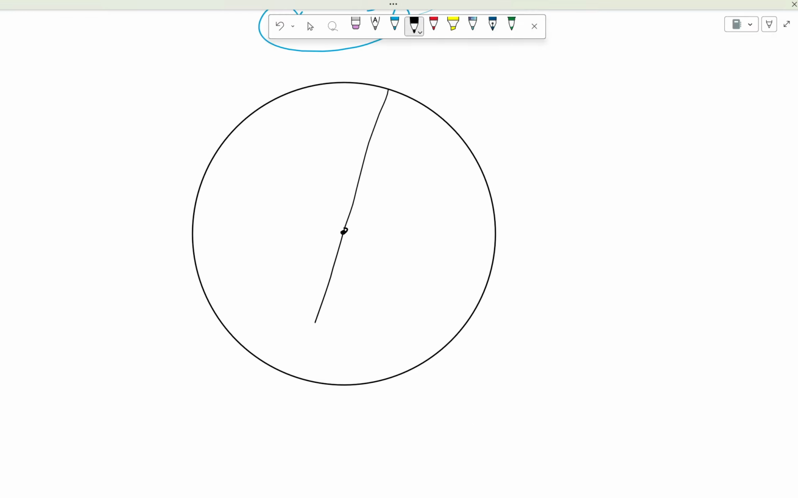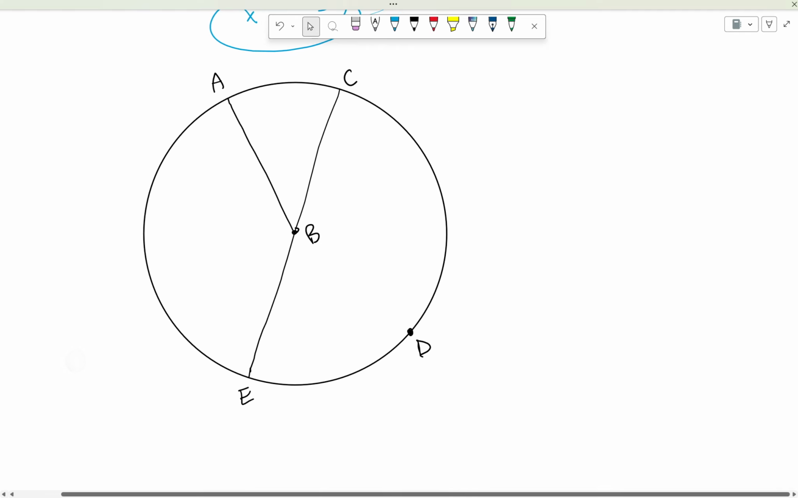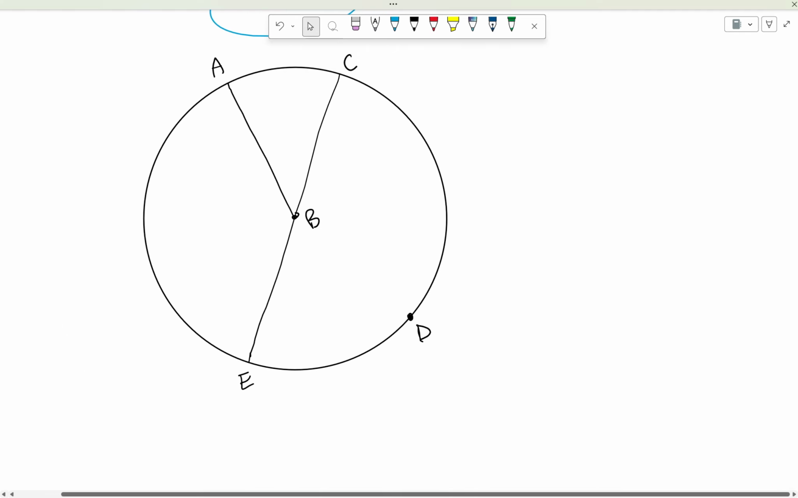Draw a diameter, so a chord through the center. Draw another radius. And I'm just going to also put another point here. So I'm going to have A, B, C, D, and E. D's a little extra. So here's how I name these things. Circle B.